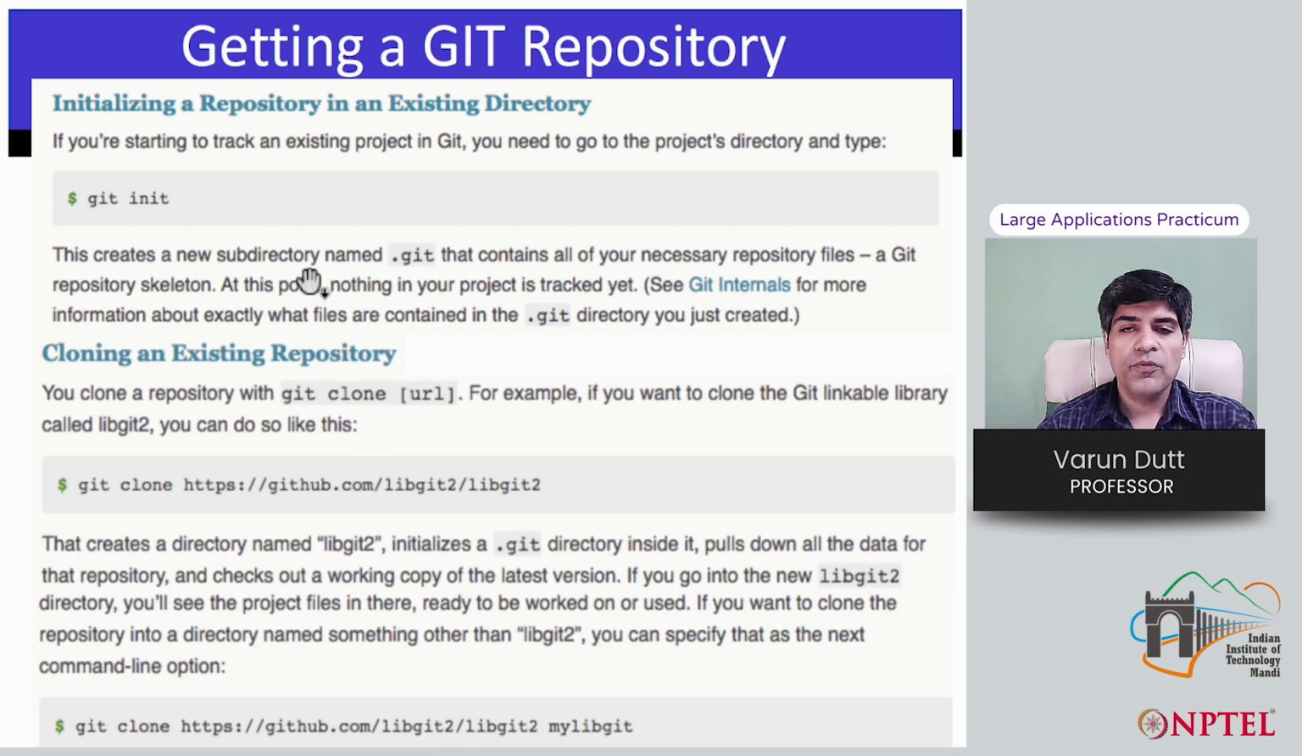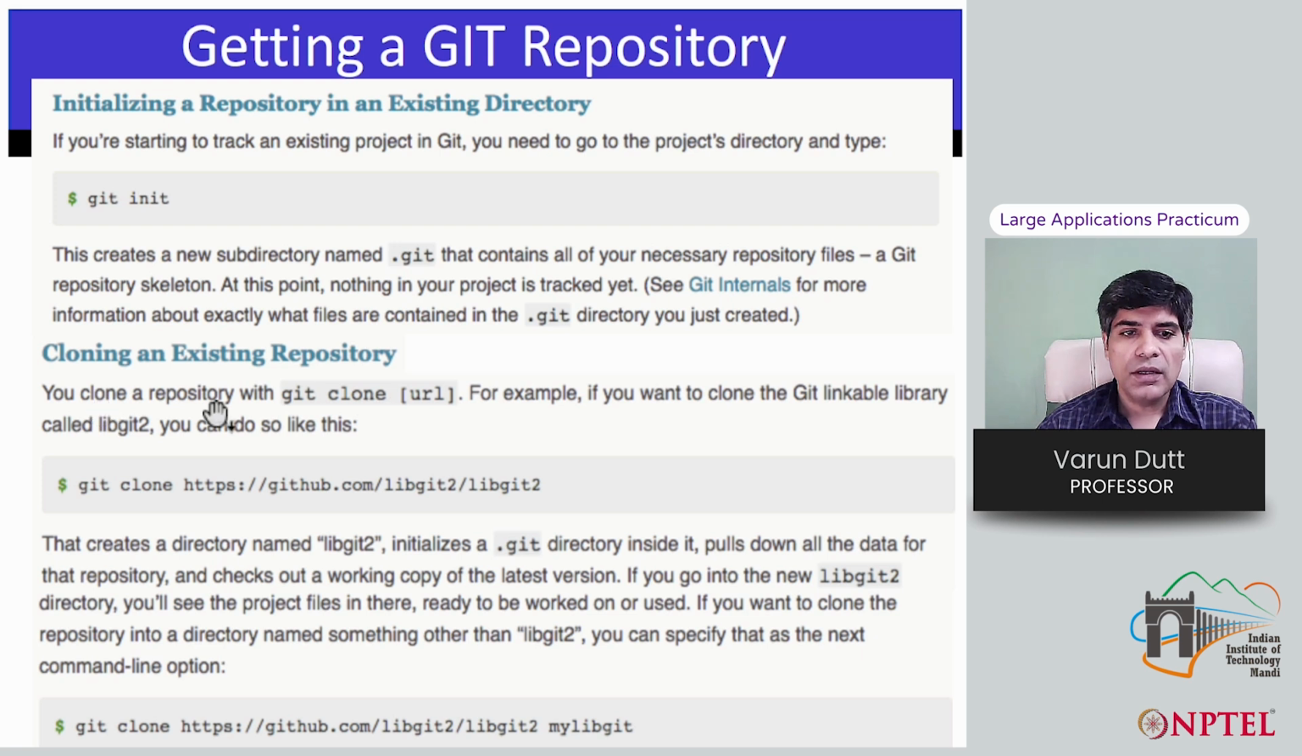So now, before we set up any repository, we need to initialize the repository in the existing directory. So once you have cloned the repository, you need to initialize the repository, which will basically start tracking it. What we need to do is go to the projects directory where we have cloned, and run the git init command. This creates a new subdirectory called .git that contains all the necessary repository files, a Git repository skeleton. At this point, nothing in your project is tracked. See Git Internals for more information. So at this point, nothing is tracked, but it is like initialization, telling Git that we are going to track files in this folder.